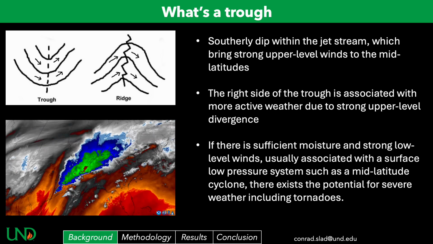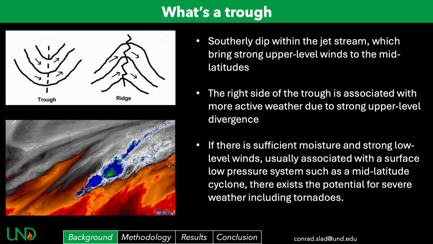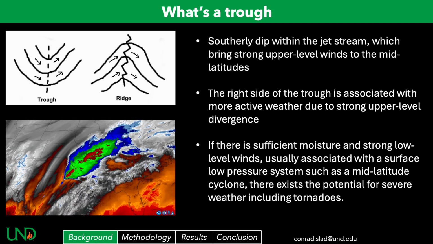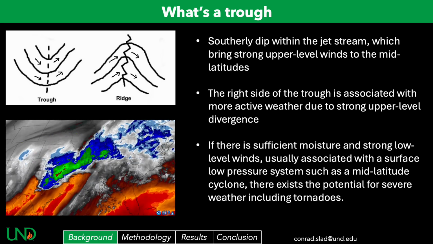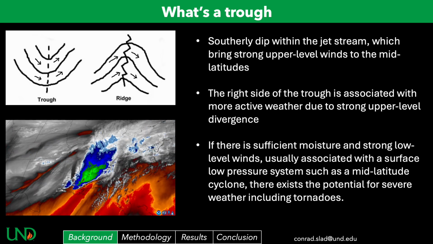Now, if there's sufficient moisture at the surface, along with strong lower level winds, usually associated with the low pressure system, such as a mid-latitude cyclone, there exists the potential for severe weather, and that also includes tornadoes.